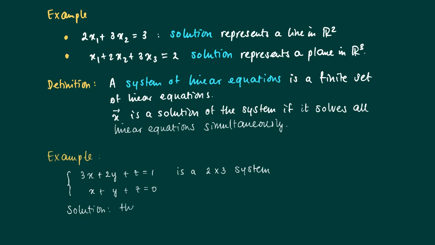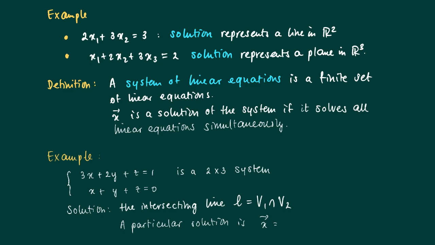Now focus on the solution. Well, actually, we have the description of two planes here. So in the intersection we find a line. So the general solution will be a line. And a particular solution here is, for instance, x is equal to (1, -1, 0).